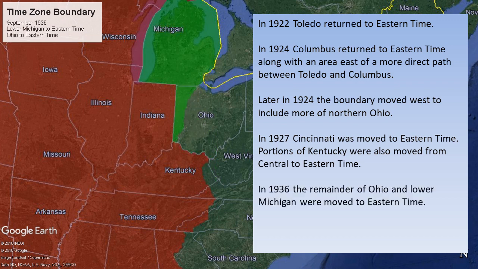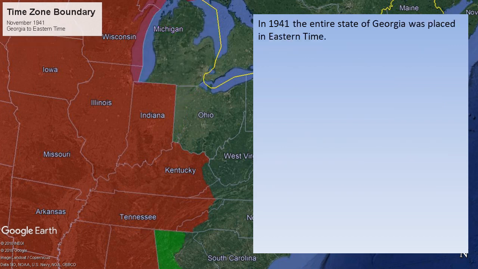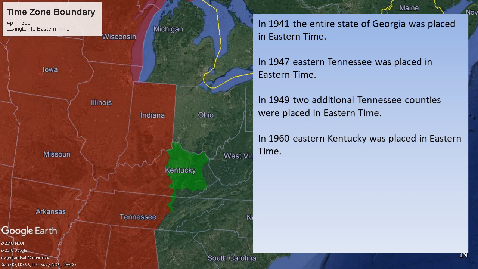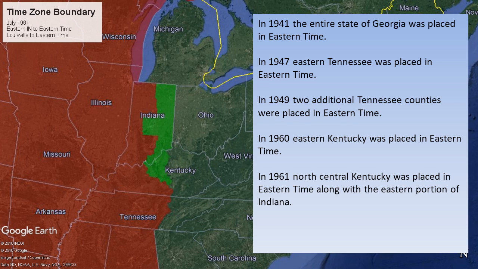In 1936 the remainder of Ohio and Lower Michigan were moved to Eastern Time. In 1941 the entire state of Georgia was placed in Eastern Time. In 1947 Eastern Tennessee was placed in Eastern Time. In 1949 2 additional Tennessee counties were placed in Eastern Time. In 1960 Eastern Kentucky was placed in Eastern Time. In 1961 North Central Kentucky was placed in Eastern Time along with the eastern portion of Indiana.